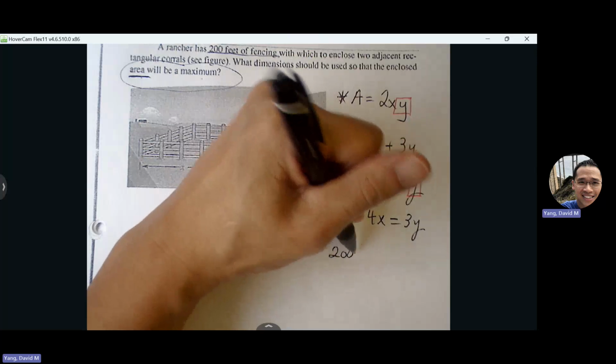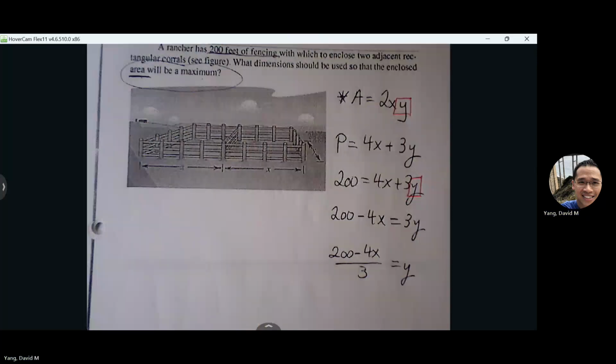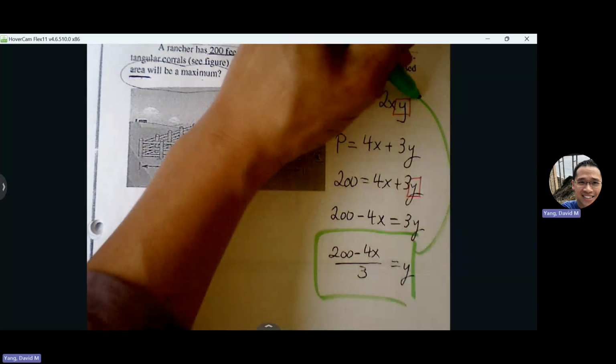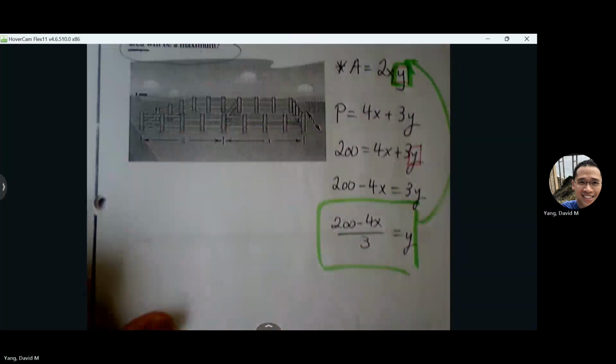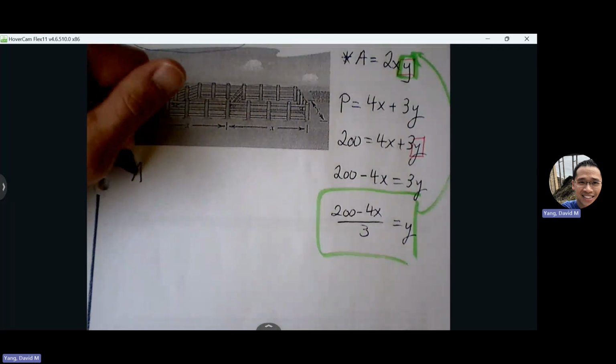Divide both sides by 3. So there's my substitution into my area. I'm just trying to get my area down to one variable. So that's why I solve for one variable in the other equation and replace. So here's my updated area equation.